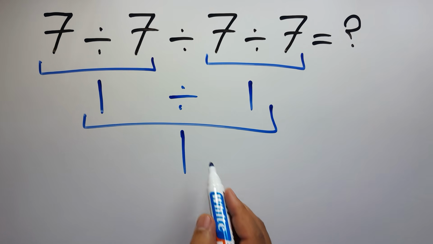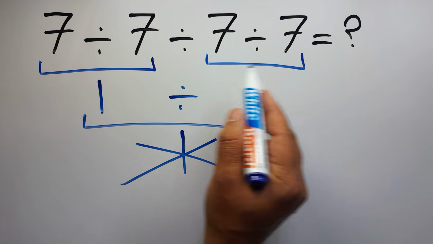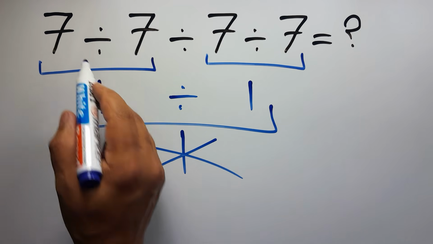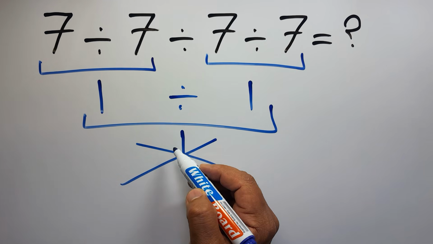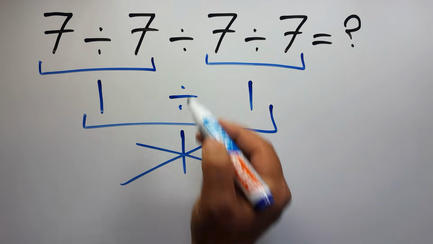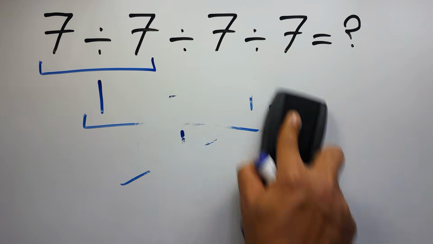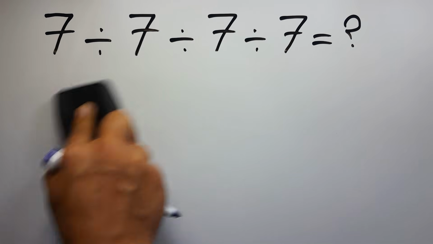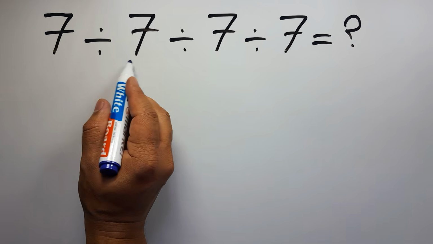But this answer is not correct because according to the order of operations, when we have more than one division in an expression, we have to work from left to right. So therefore, first we have to do this division, then this division, and finally this division. If we do this division before this division, it is wrong. So first we have to do this division.